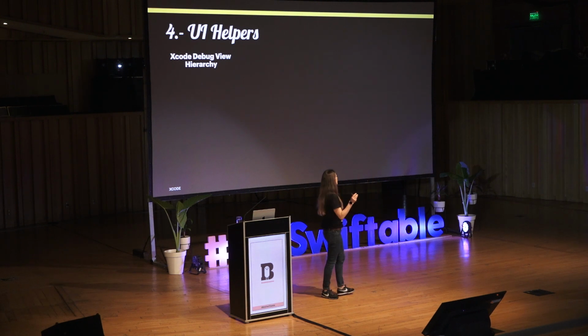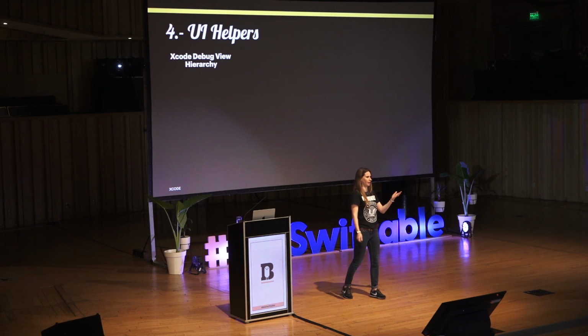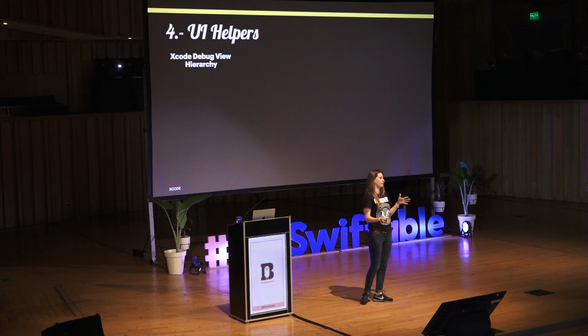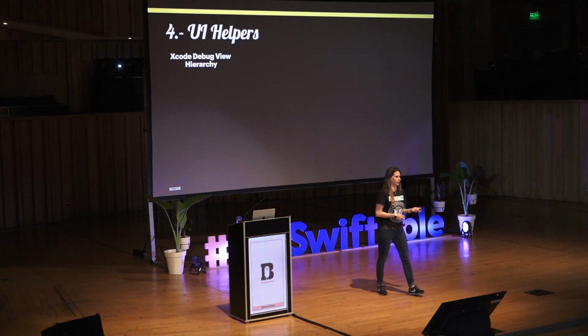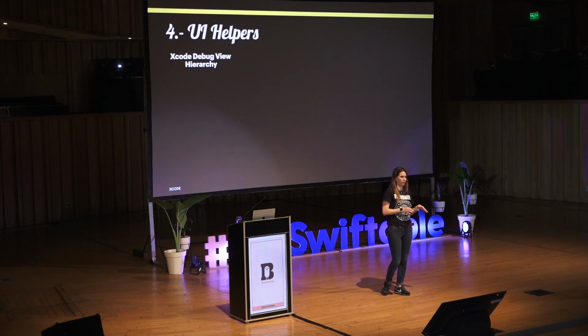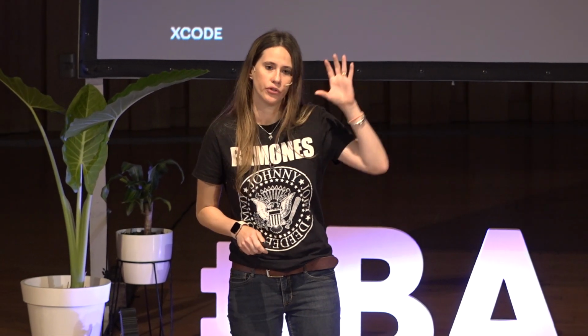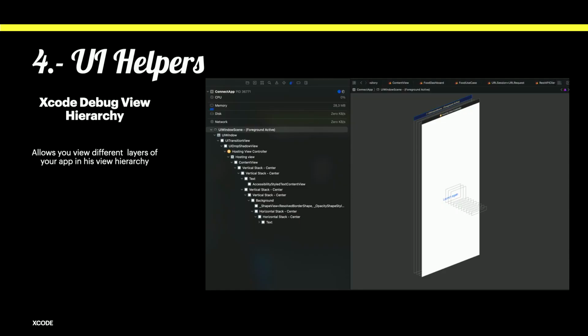The first step that I want to talk to you about is about UI helpers. I imagine that you know how to edit UI. I don't know if you're very versed using the debug view hierarchy for editing constraints. But this tool is really nice if you want to see all the layouts, all the layers and the hierarchy of your application. But what about if you want to edit any constraint?